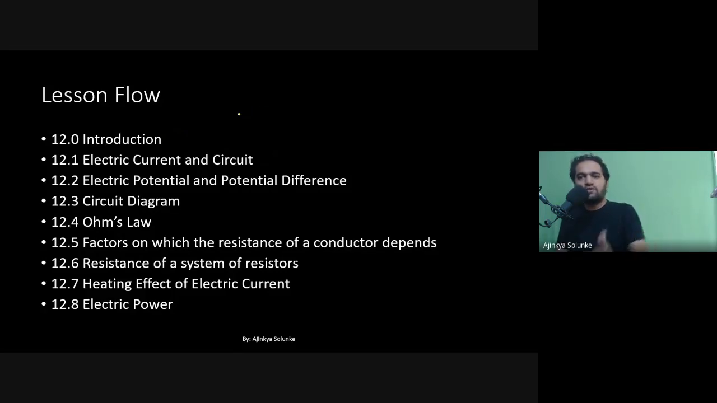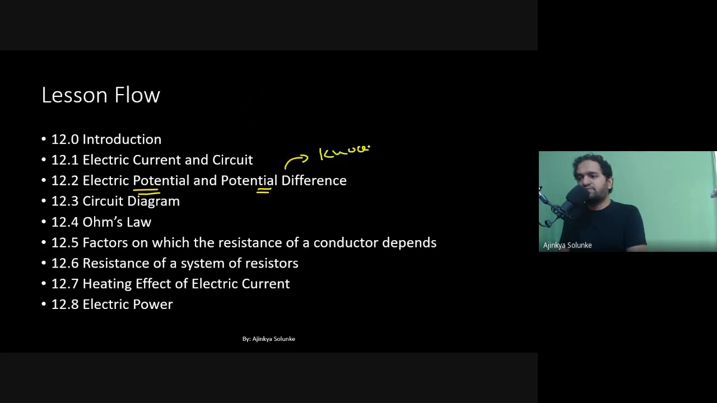But if you are moving it from one place to another, we call it potential difference. Then what is electric potential? Electric potential is also the same thing. We move the charge from one place to another, but in case of potential difference, both the points are known.